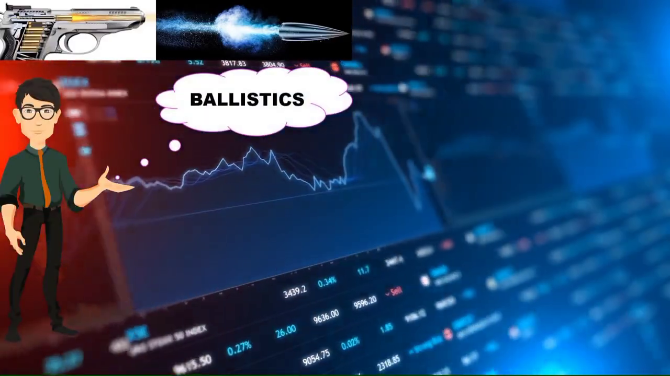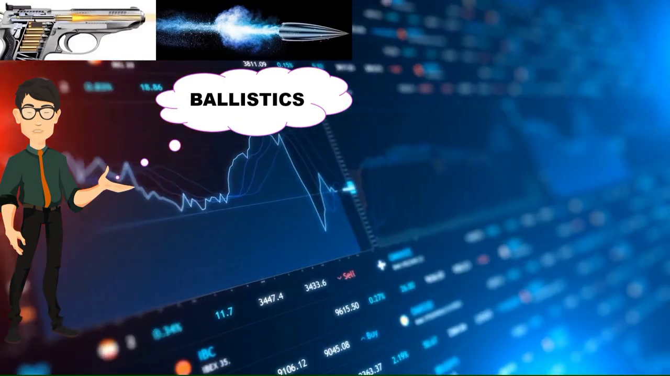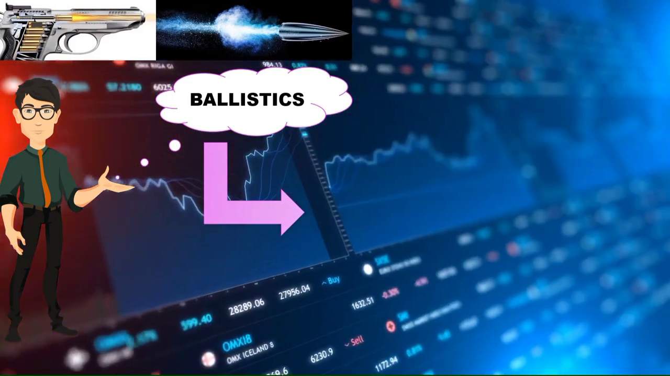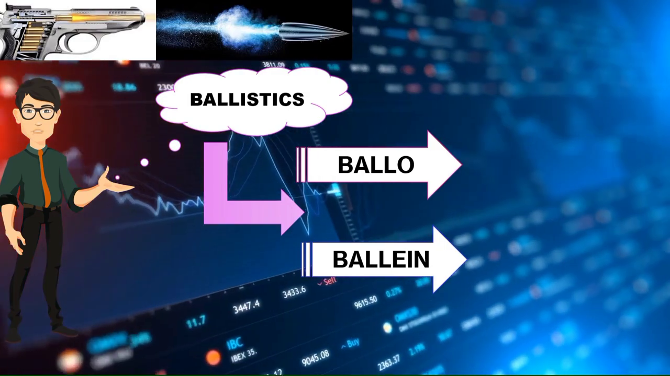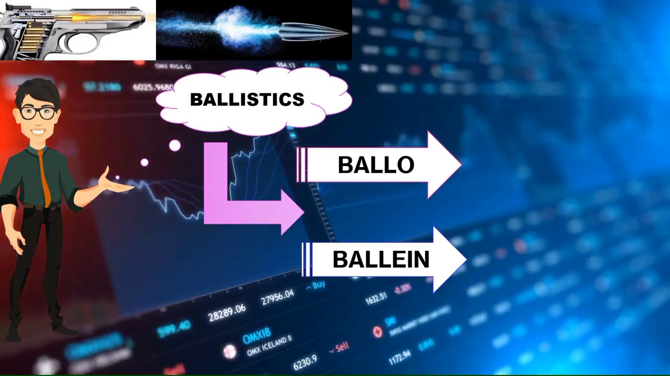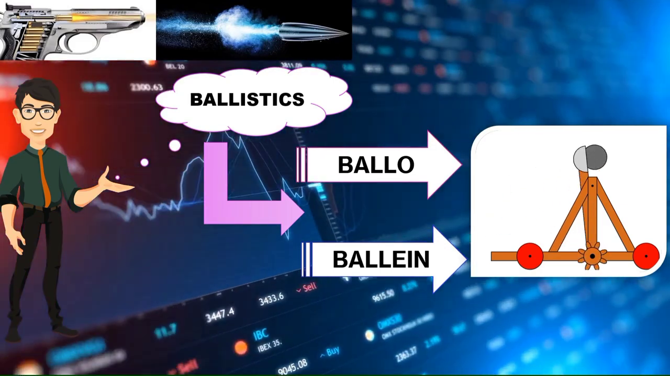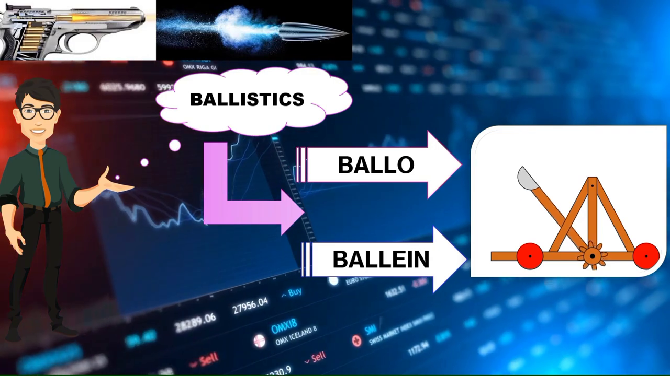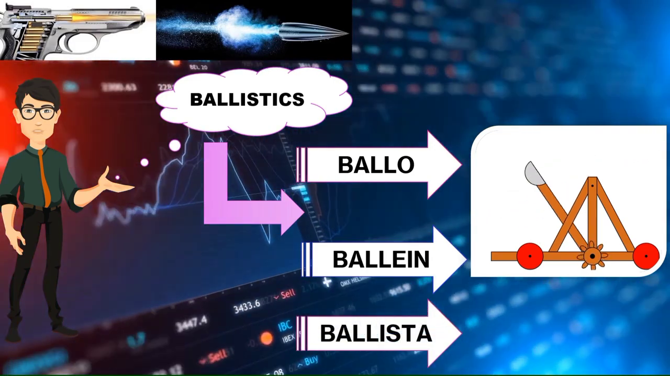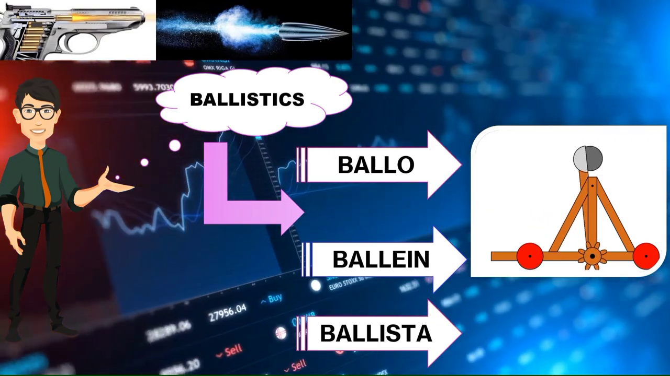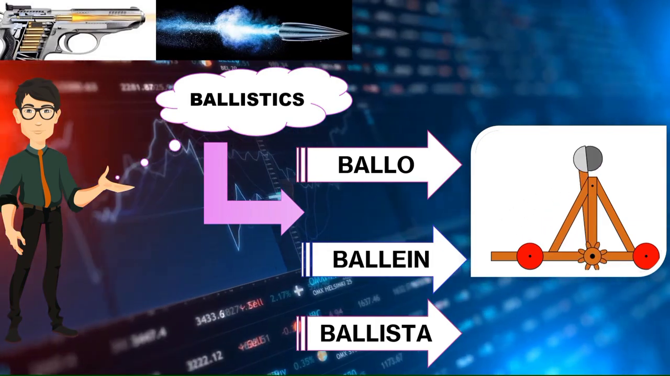Let us know where the word ballistics derived from. The origin of the word ballistics derived from two Greek words, the word ballo and the word bagin, which literally mean to throw. The term also said to have been derived from the Roman war machine called ballista, a gigantic catapult which was used to hurl missiles or large objects at a distance like stones.